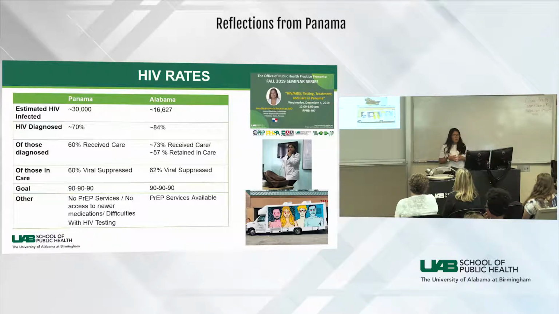Another difference are the PrEP services available. So in Alabama and the United States, PrEP is widely available, but in Panama you have to go to a private clinic, which is extremely expensive. There's also limited access to newer medicines, and medicines are only prescribed within a 30-day period.